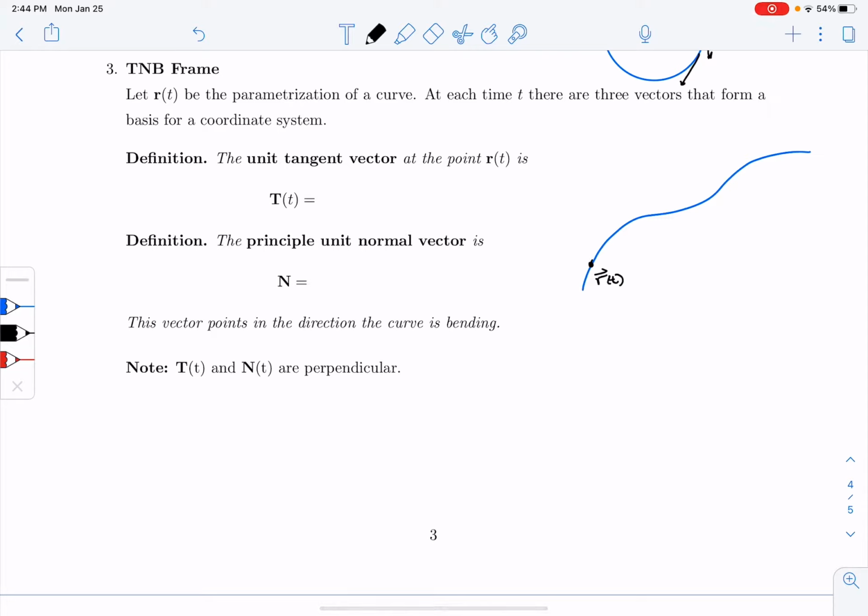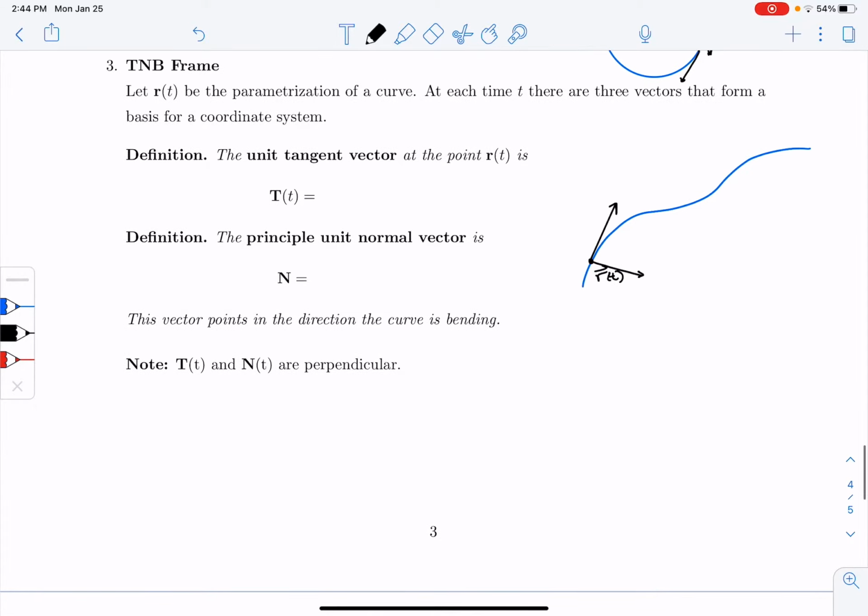The first one is going to be the tangent vector. The second one will be perpendicular. That's going to be called the normal vector. And then the third one will be perpendicular to both. That's going to be called the binormal vector. So you can imagine that at every point I can draw a tangent vector, a normal vector, and a binormal vector that are going to define my coordinate system. And this coordinate system that changes as you move along the curve is going to be called the TNB frame.